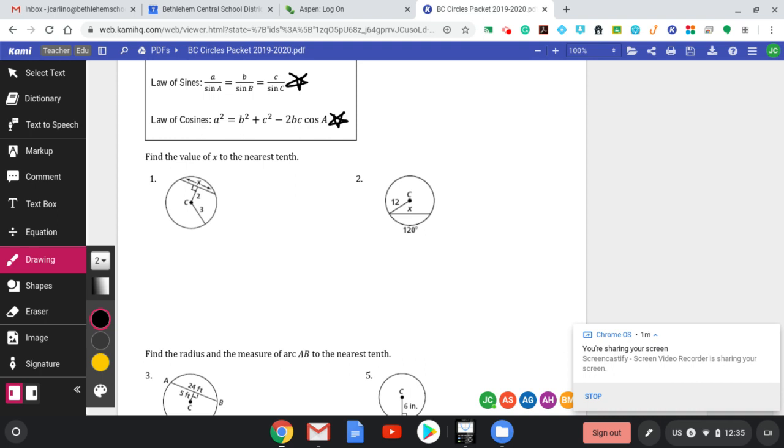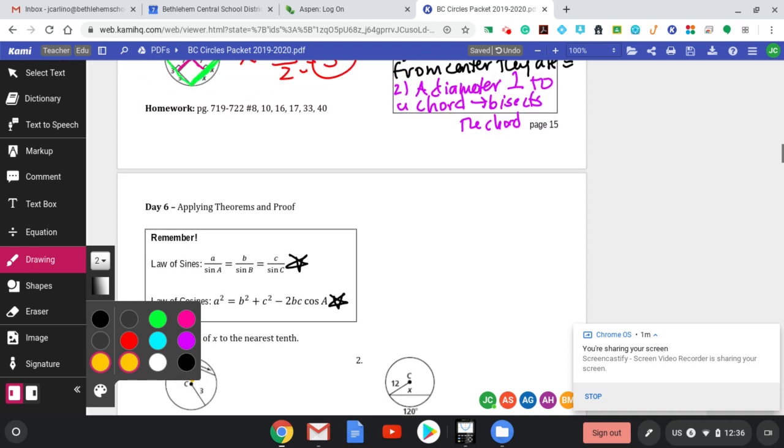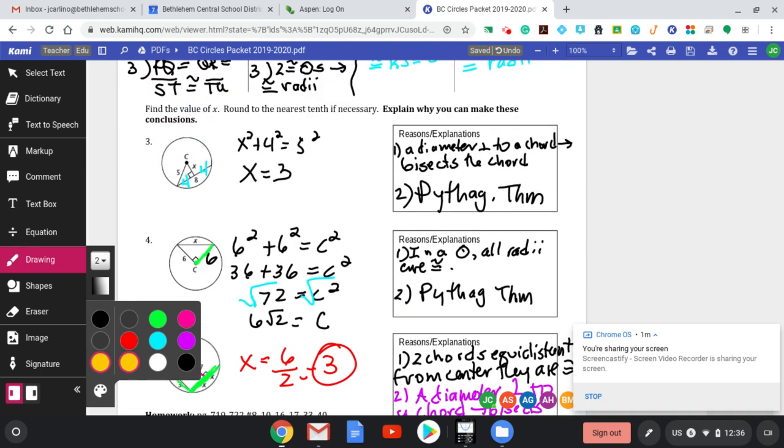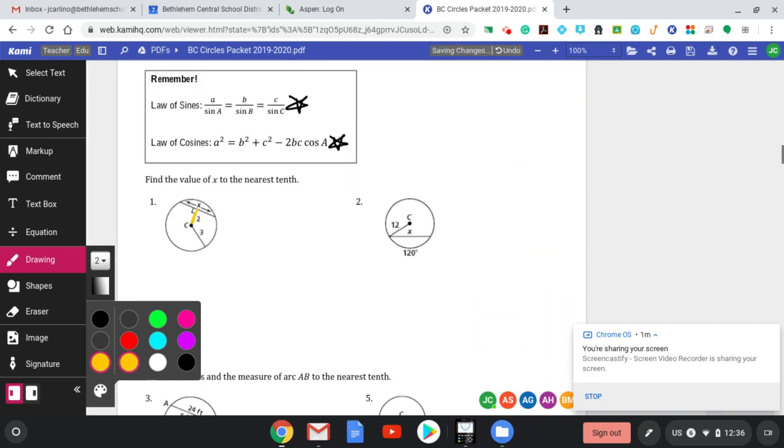So we're trying to find the length of the entire chord. We're given this little piece from C to the chord is 2. And let's stop right there. Do you see how that piece, I'll highlight it in yellow, is perpendicular to the chord? And since it's coming from the center, it's got to be part of a diameter. If you remember the theorem from yesterday, a diameter perpendicular to a chord bisects the chord. So this chord is getting bisected, which would mean if I could find half of it, I could double it and find x.